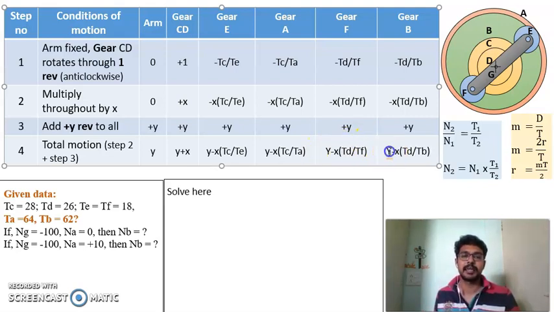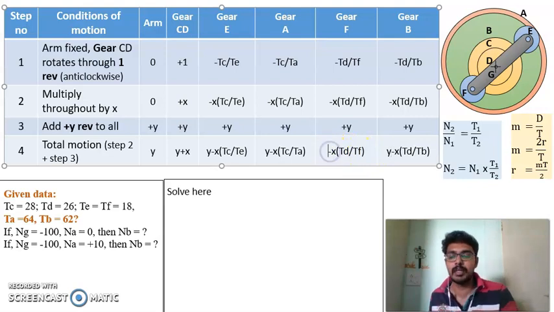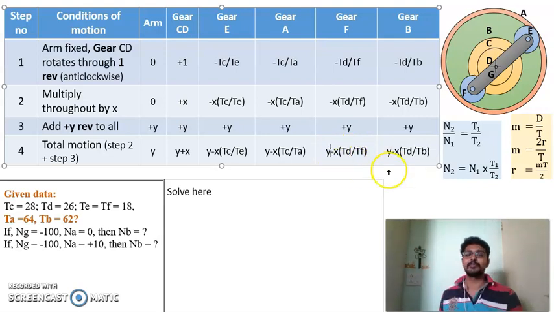Step 4 is complete. So this is automatic capitalization. I will just make it small once again. Yeah. So step 4 is complete. Now what does this term in step 4 indicate? It simply means the arm is rotating with the speed of y rpm. Compound gear CD is rotating with the speed of y plus x rpm. Gear A is rotating with the speed of y minus x into Tc by Te rpm, and similarly gear A, gear F, gear B are respectively rotating with the speeds that you see.